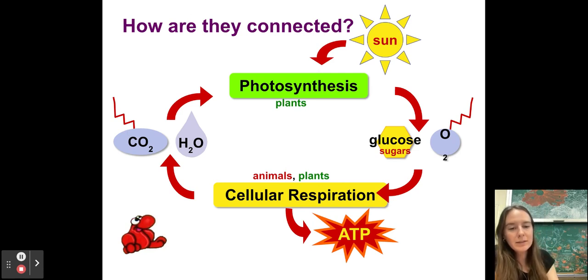So there's a common misconception. Sometimes people say, well, plants release oxygen and take in carbon dioxide, right? But plants also release carbon dioxide in cellular respiration. We humans, we take in oxygen and we release carbon dioxide because we can't do photosynthesis. We can only do cellular respiration. But plants can do both.